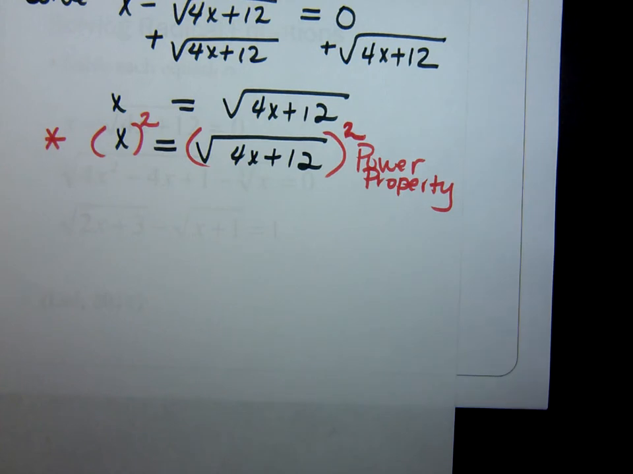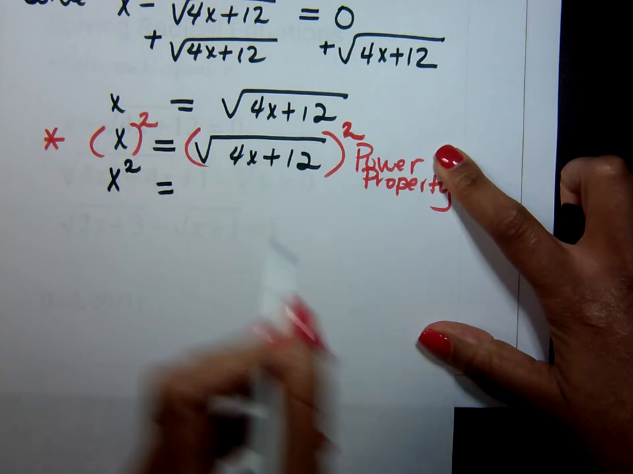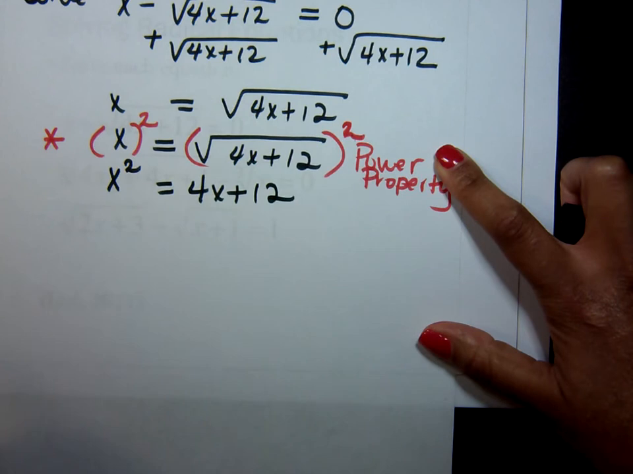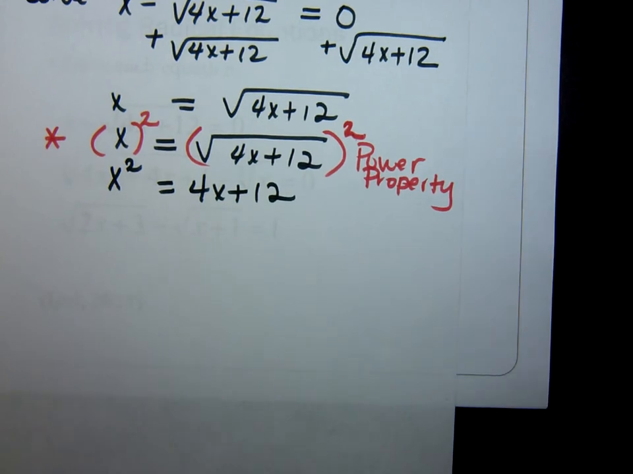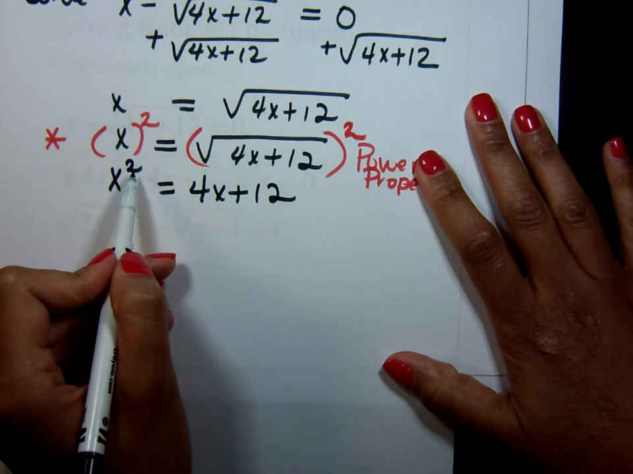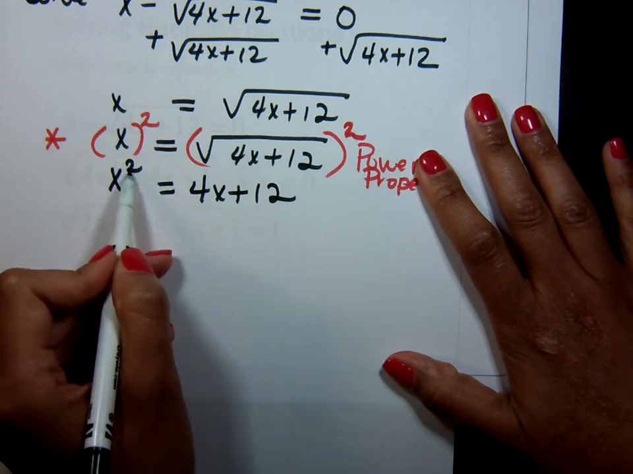But now, what happens when we square x? We get x squared. And when we square a square root, we are left with 4x plus 12. And hopefully you'll see that this is a quadratic equation. The highest degree of this equation is 2, so it's a quadratic.